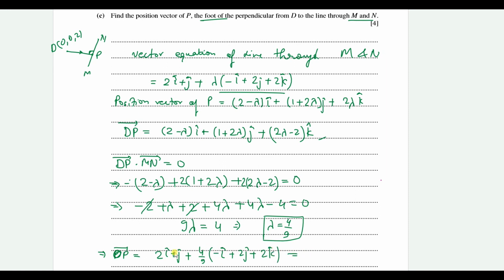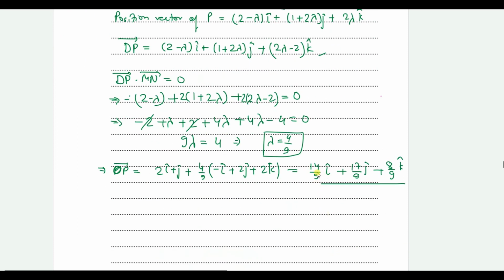or we can write it as 2 minus 4 by 9, which is 18 minus 4, 14 by 9 i cap, 1 plus 8 by 9 is 17 by 9 j cap, and the last one is again 8 by 9 k cap. I hope it is clear, you can see it clearly, I will make it above. 14 by 9 i cap, 17 by 9 j cap and 8 by 9 k cap. I have added the like terms from here. I hope it is clear.